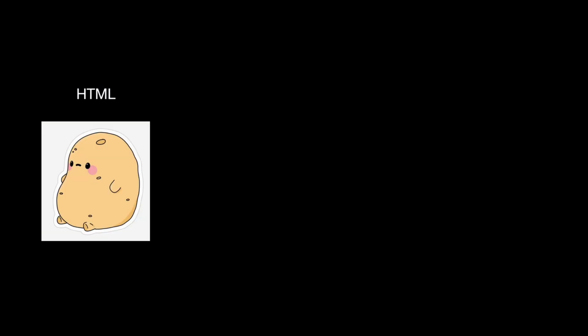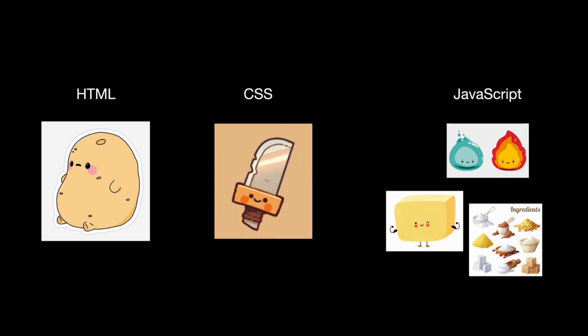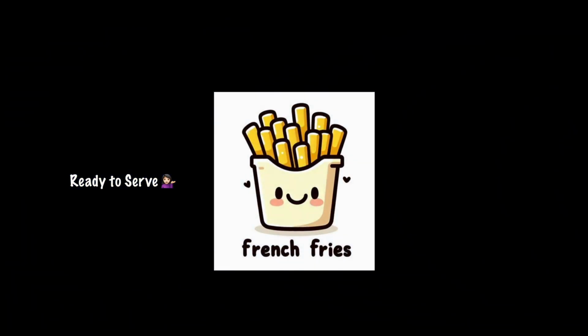Let's say you're making a dish. HTML is your raw base, which is a potato here. Then CSS is your knife, which will give shape to your potato. And what is JavaScript? It's the ingredients, the function, the interaction, basically everything. Putting all these three together, you will have your ready to serve French fries. I hope you understood that JavaScript is what makes the final dish accomplished.